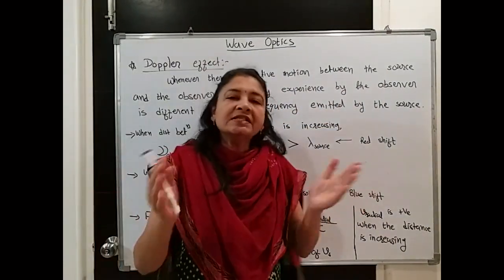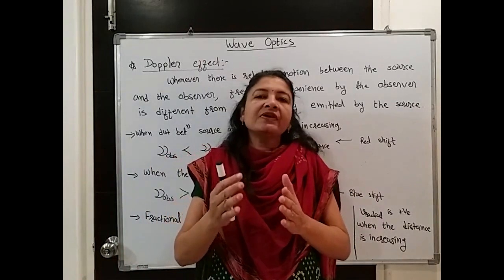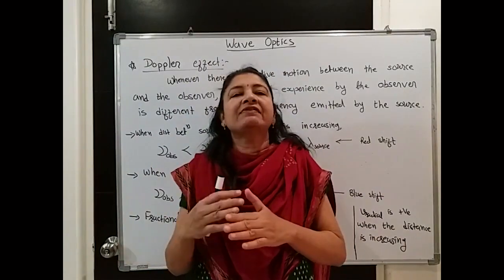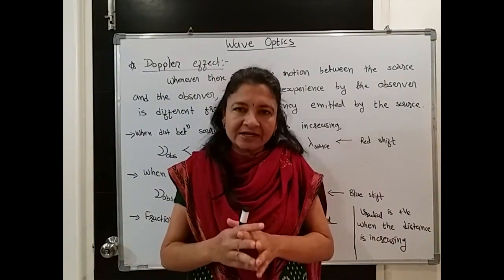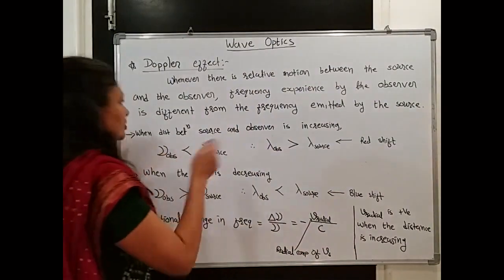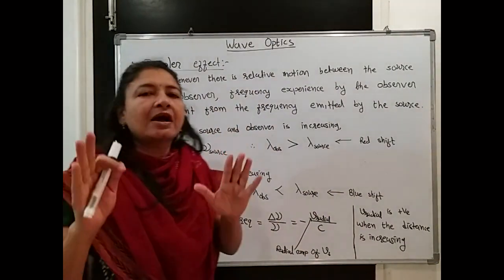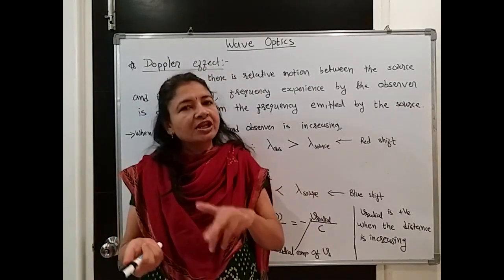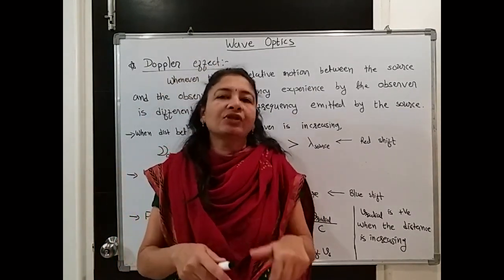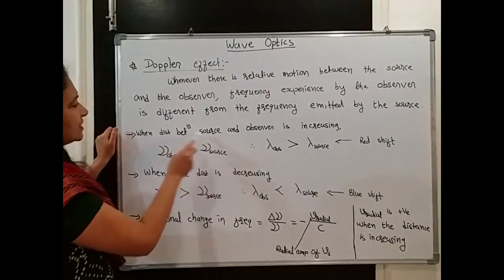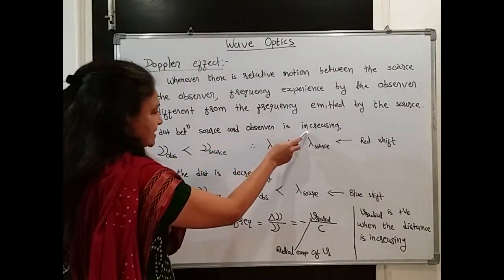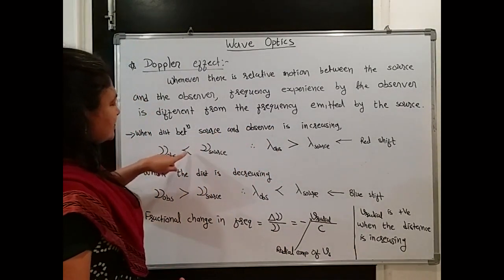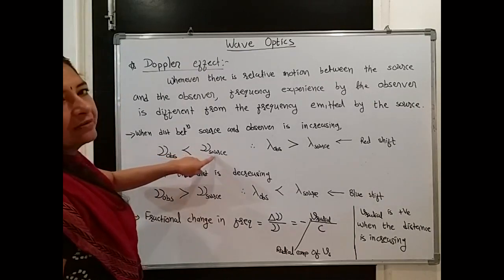Now, in some cases the observer will experience a frequency lower than the actual one, and in other cases he will experience a frequency greater than it. How is it possible? Right now we will discuss what the cases are. How it is possible we have already discussed, and still if you want to know, you can ask me on WhatsApp. So when the distance between source and observer is increasing, then the frequency experienced by the observer is smaller than the frequency emitted by the source.